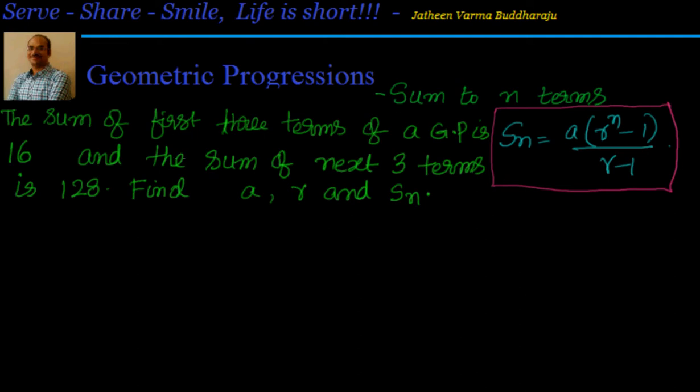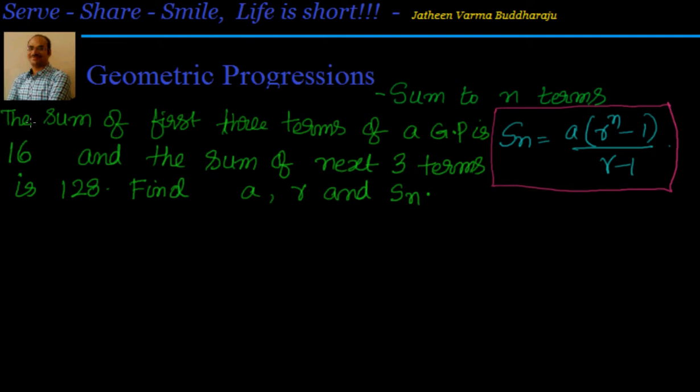The sum of first three terms of a geometric progression is 16 and the sum of next three terms is 128. Find A, R and Sn. What is given to us? The sum of first three terms of a GP is 16 and the sum of next three terms is 128. Find A, R and Sn.